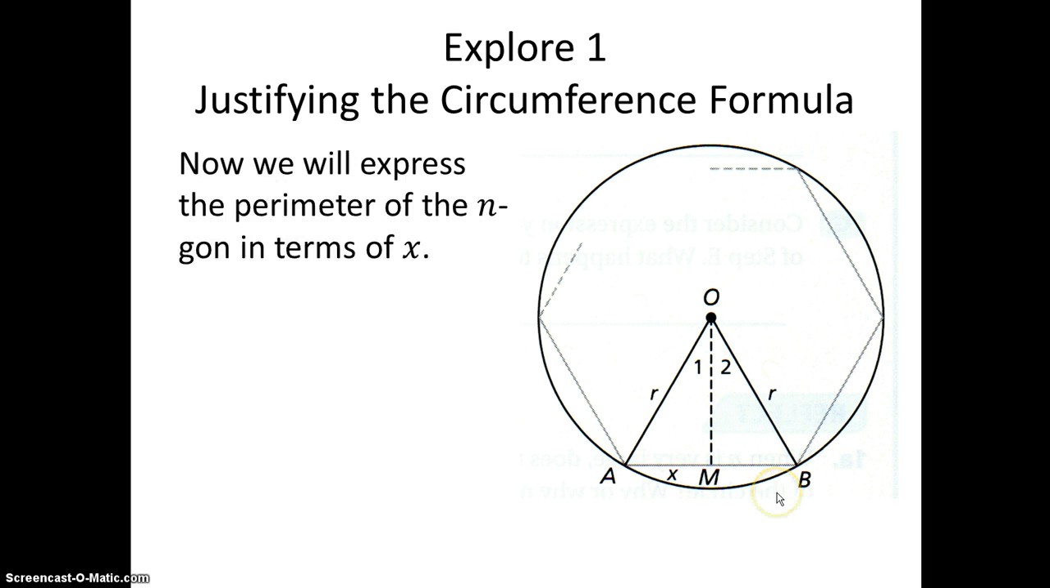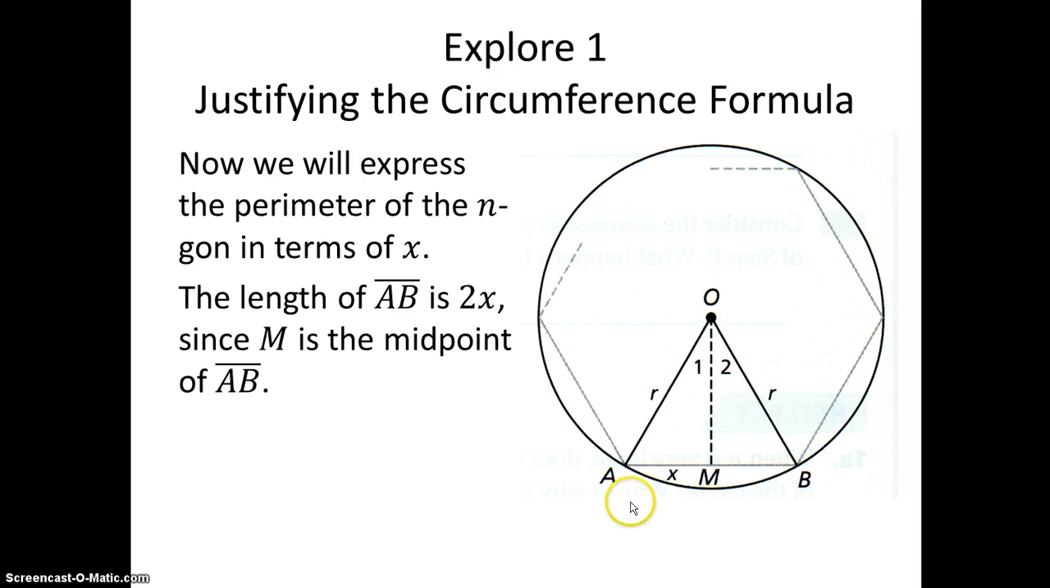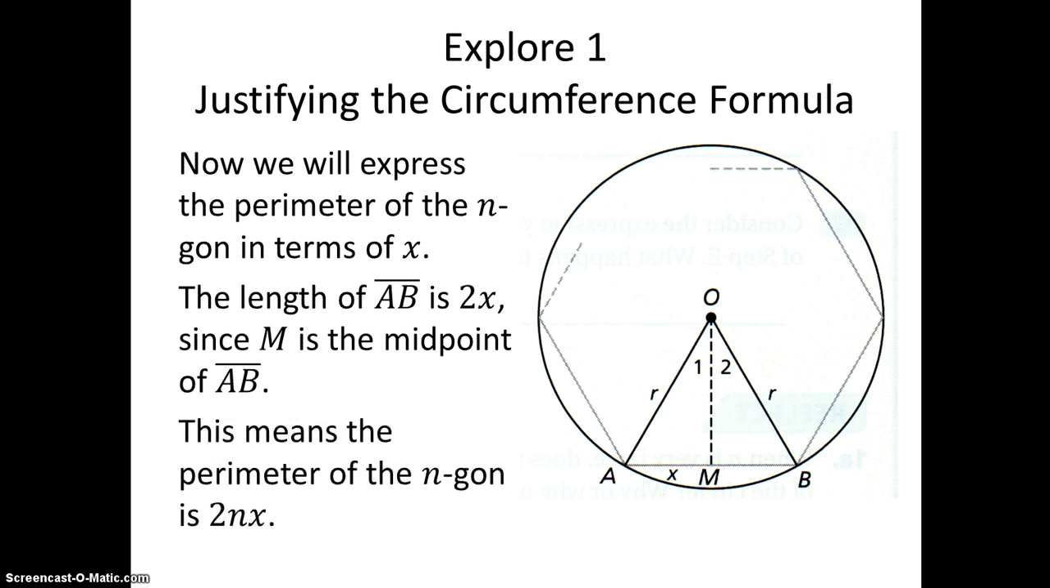Now what we're going to do is express the perimeter of the N-Gon. Remember, perimeter means distance around, so we're looking for an expression for the perimeter of this polygon in terms of x. Notice that the length of this side here, AB, is twice x, because M is the midpoint of AB. This means that the perimeter of the N-Gon, since there are n sides and this length AB is twice x, has to be 2x times n, which is the same thing as 2 times n times x.